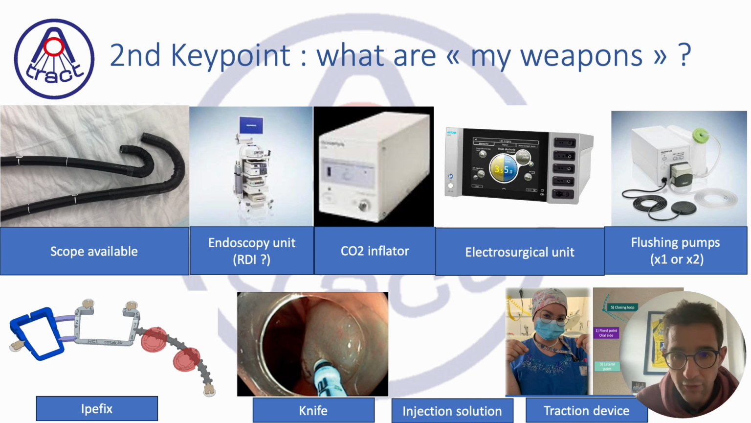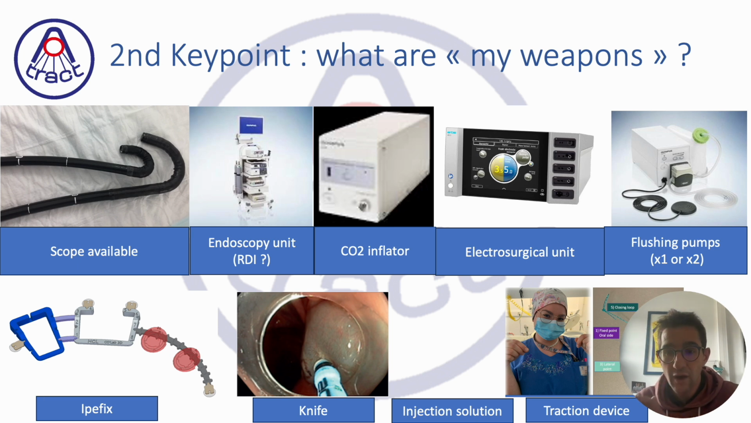The second key point is, what are your weapons available? Which kind of scope do you have? Do you have a therapeutic scope with very short bending? Do you need a more stiff device to go into the cecum, for example? What is the brand you are usually using? Will you have RDI, for example, for bleeding management? Do you have a CO2 inflator, which is absolutely needed for such a resection by ESD? What is your electrosurgical unit and the settings?